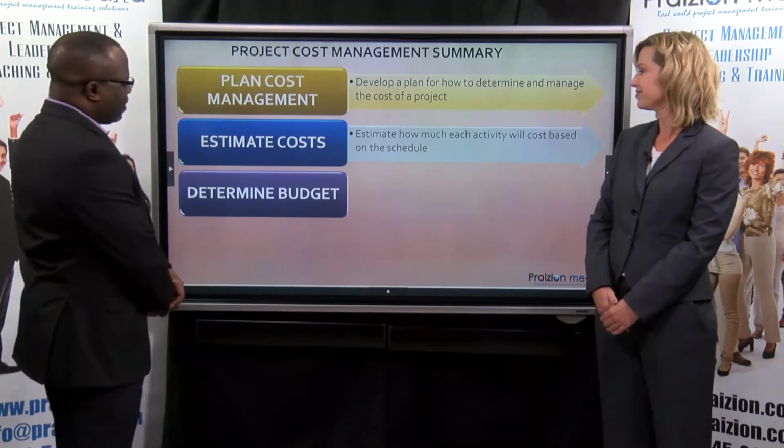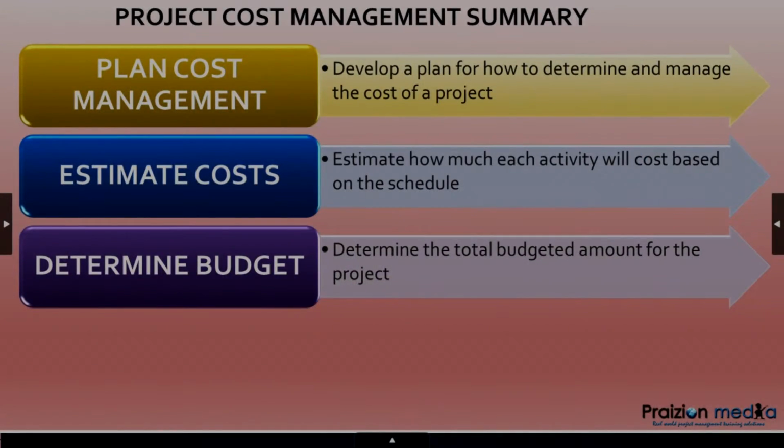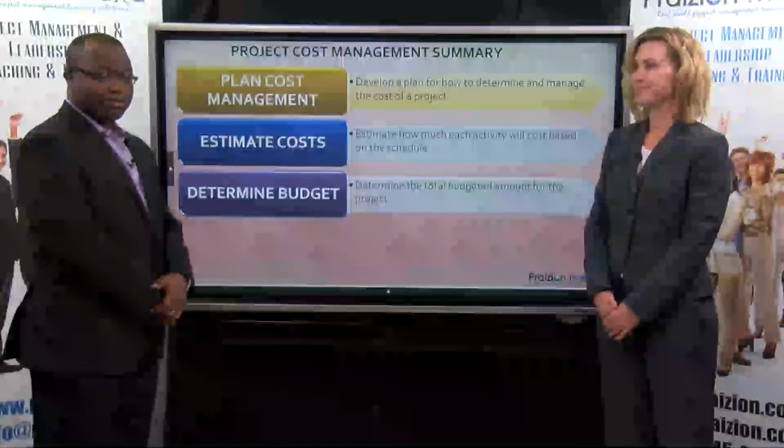We call that determine budget, where you put together the final big budget, you add up all of those activity cost estimates, and you come up with a total budgeted amount for the project. We also refer to this as a cost performance baseline sometimes.